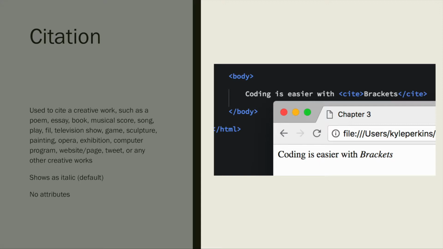Next, we have citation. This is used to cite a creative work, such as poem, essay, book, musical score, and all the other stuff that is basically a creative work. By default, this is shown as an italic, but there are no attributes to the cite element. This is purely for citation of a creative work. There's nothing else to it.